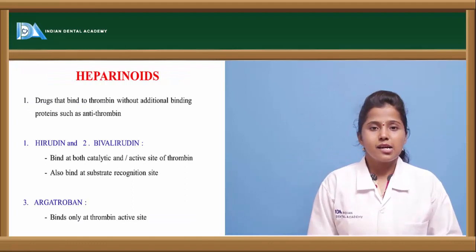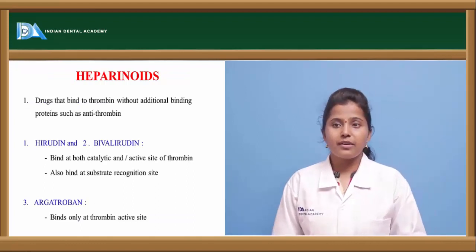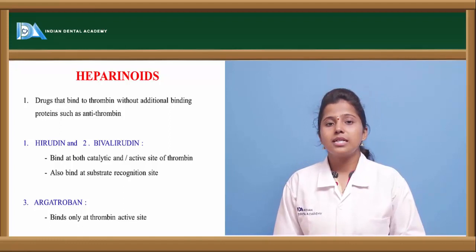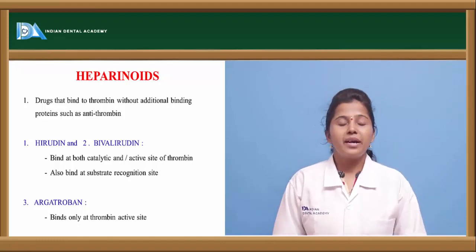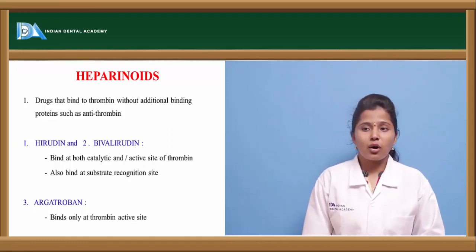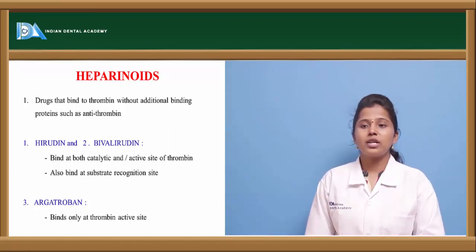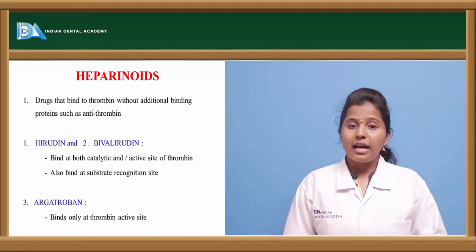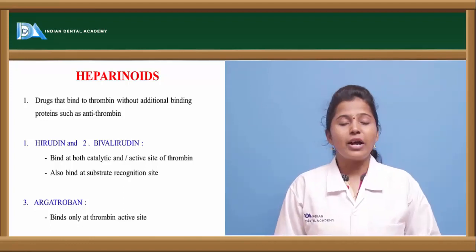Let us see the heparinoids. We have discussed heparins. Now let us see the heparinoids, the other class of parenteral anticoagulants. These are the drugs that bind to thrombin without additional binding proteins such as antithrombin, whereas heparin acts through a mechanism of antithrombin.